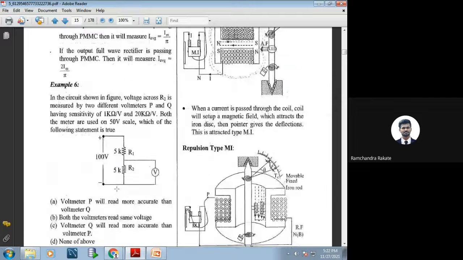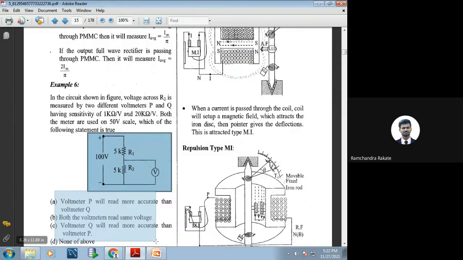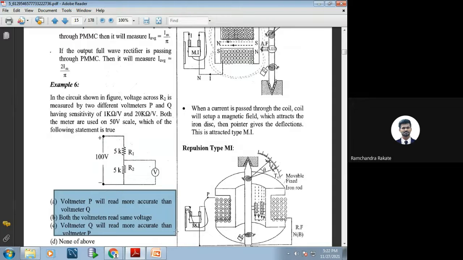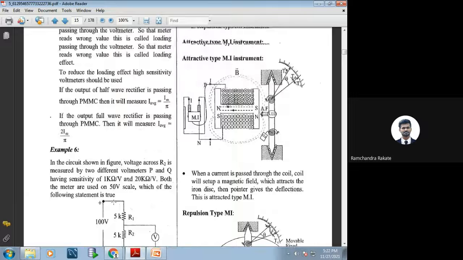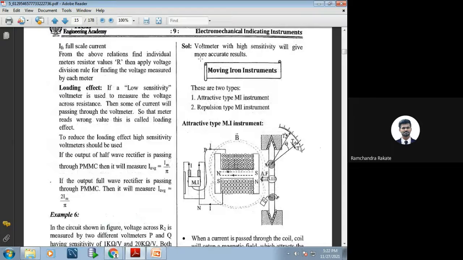So voltmeter Q, that is 20 kilo ohm per volt, has high sensitivity, so it will measure better, and voltmeter P has a sensitivity of 1 kilo ohm per volt, so it is less compared to that one. They are not asking you to solve the example. Such types of questions are also asked in the GATE exam. They give all this, but just ask based on logic: what does your logic say? Then we have the moving iron instrument.